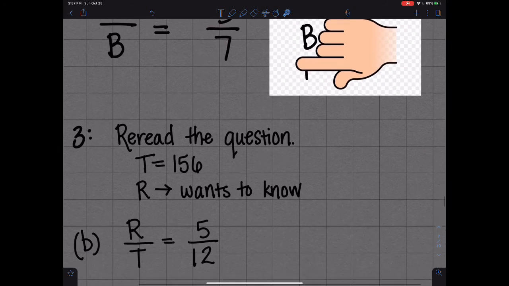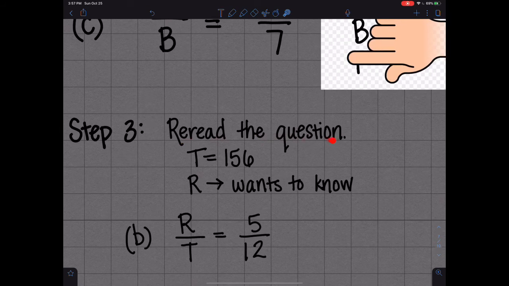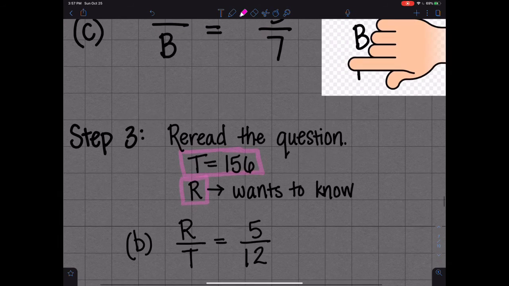Now it says, reread the question. That's step 3, reread the question. And the question says that they give us a new total of 156. So they give us a new total of 156, and they want to know how many red marbles we will have. Okay, so now we know which equation to use.